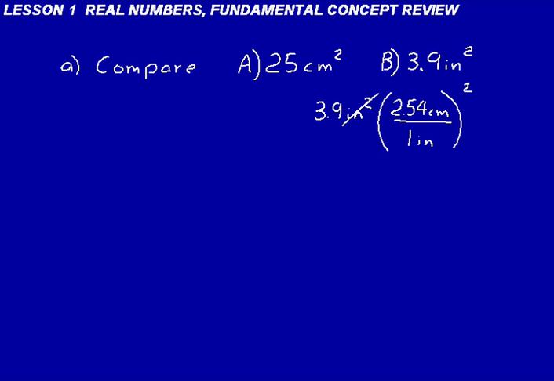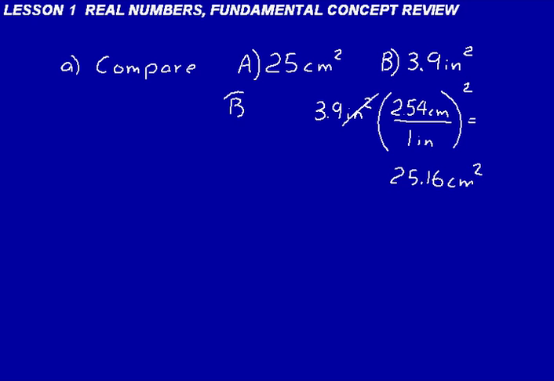And that would be 25.16 centimeters squared. So look, now we're comparing 25.16 centimeters squared with 25 centimeters squared. That means the quantity in column B is greater, so we would just say B for our answer.